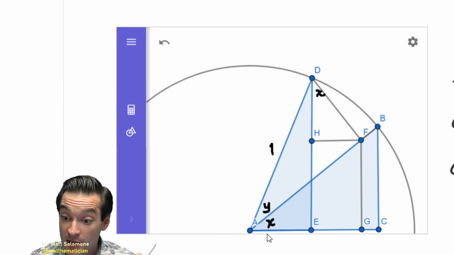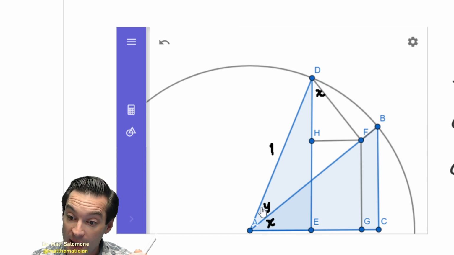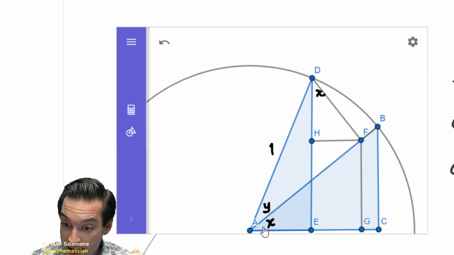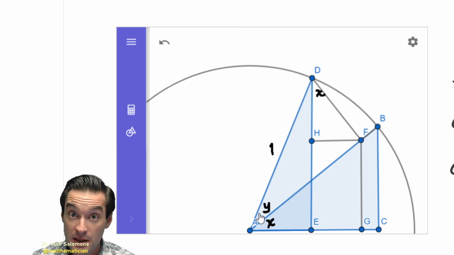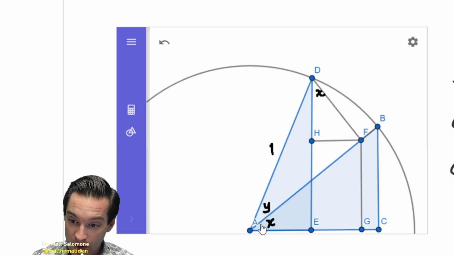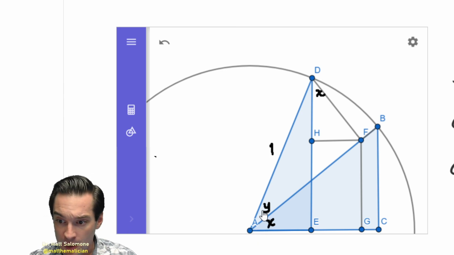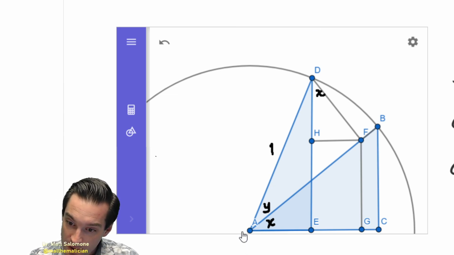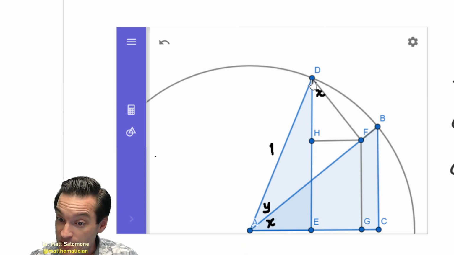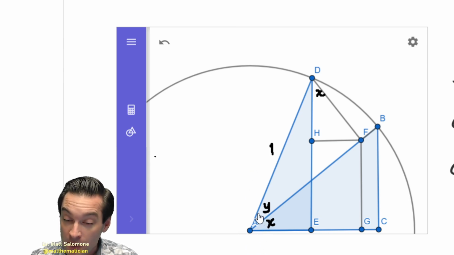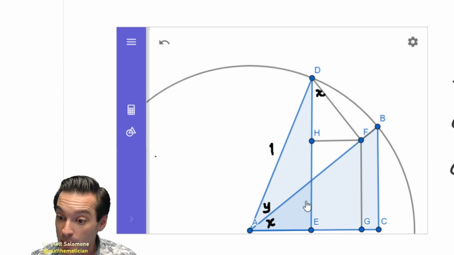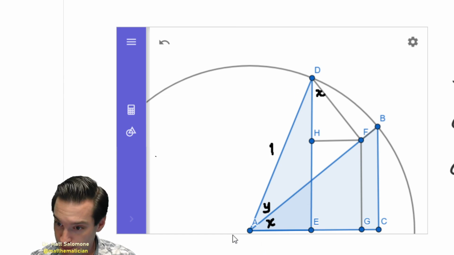One thing that we notice is if we go from the x-axis all the way out to this ray, AD, that angle is going to be x plus y in measurement. So this whole angle here, EAD, would be a measure of x plus y. I extended this radius all the way out to the edge of my circle, then dropped a vertical down to the x-axis. So what I have here is a right triangle, AED. Its hypotenuse is equal to 1, and this angle over here is the angle that measures x plus y.